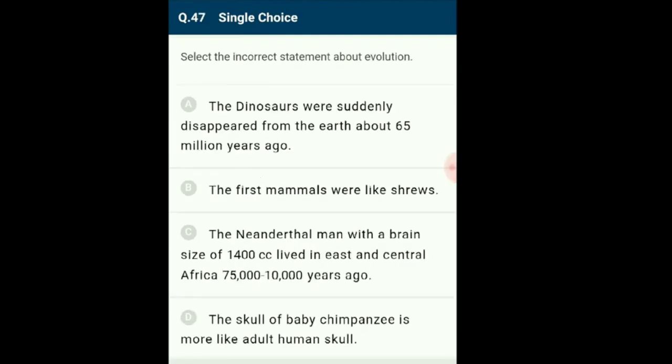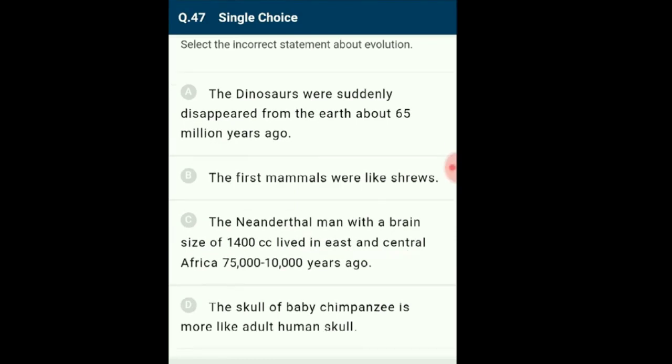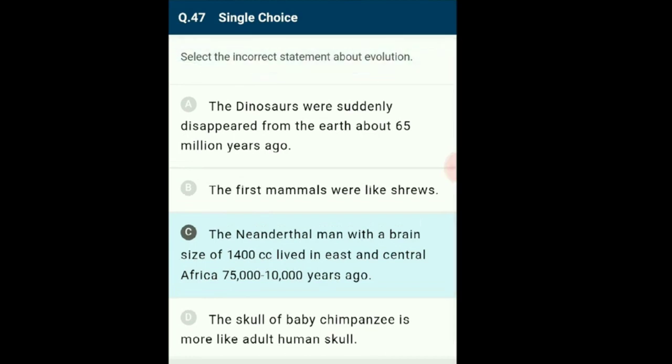Question number 47. Select the incorrect statement about evolution. The Neanderthal man with a brain size of 1400 cc lived in East and Central Asia around 1 lakh to 40,000 years ago. They used hides to protect their body and buried their dead with flowers and tools. It is believed that they had some religion. So the answer for this question is option C. The statement that Neanderthal man with a brain size of 1400 cc lived in East and Central Africa 75,000 to 10,000 years ago is the wrong statement about evolution.